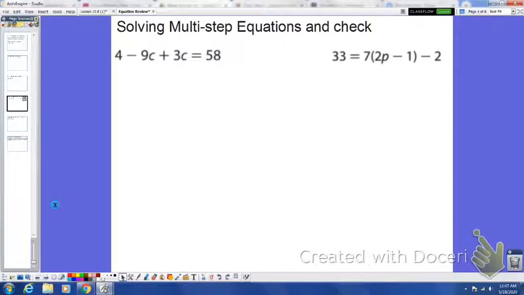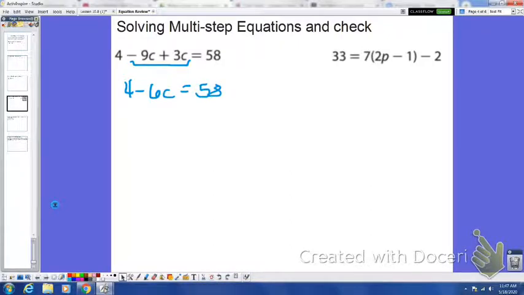Okay, so now solving multi-step equations and checking. First thing we want to do is check, is there something I can simplify on each side? So taking a look at my first equation, 4 minus 9c plus 3c equals 58. I see I have two variables on the same side. It's important that they're on the same side. I can simplify that. So negative 9c plus 3c would give me negative 6c. So 4 minus 6c equals 58.